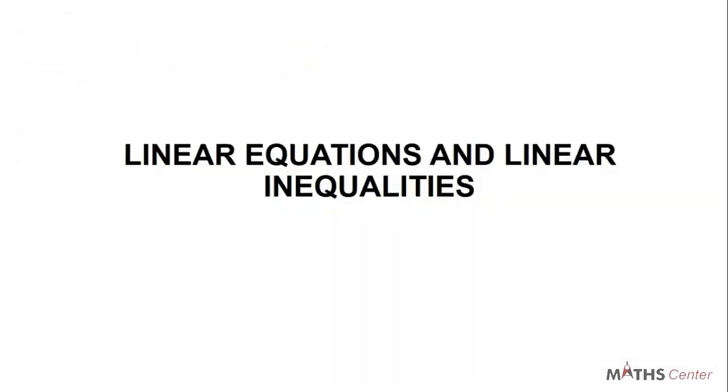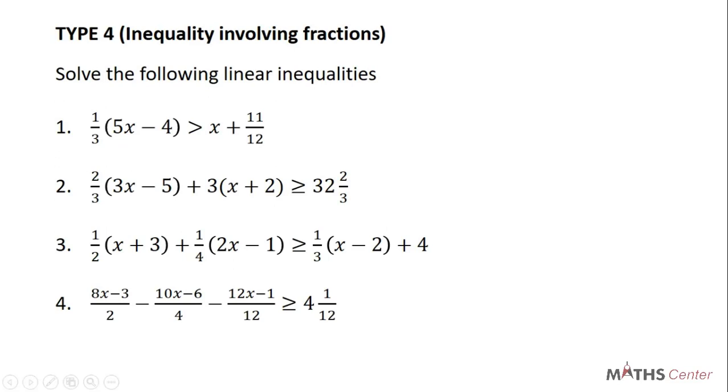We are still on the topic linear inequalities. In the previous video, we saw how to solve type 3 of linear inequalities. In this video, we are going to study how to solve type 4 of linear inequalities. So in type 4 of linear inequalities, you will see that the inequality involves a fraction. Now, if the inequality involves a fraction, how do we solve it? We have 4 examples here. We are going to take them one after the other. We will solve the first one in this video, then the remaining ones in the subsequent videos.